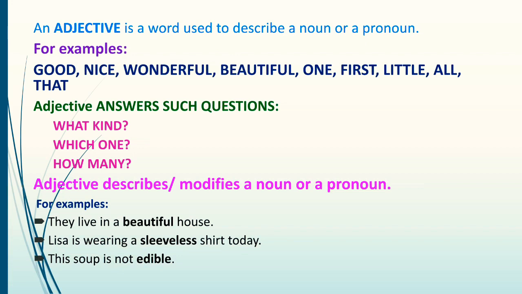Now, what is an adjective? An adjective is a word used to describe a noun or a pronoun. For examples: good, nice, wonderful, beautiful, one, first, little, all, that. Adjectives answer such questions as what kind, which one, how many. It describes or modifies a noun or a pronoun.